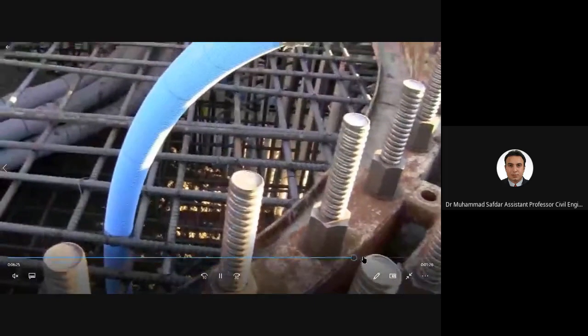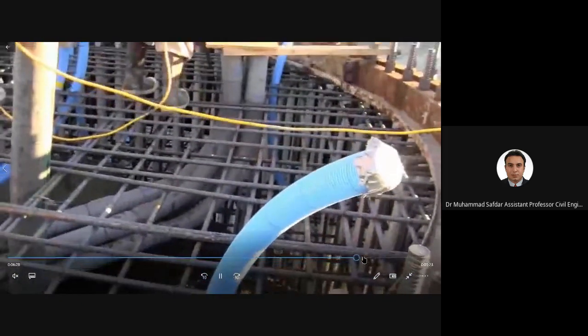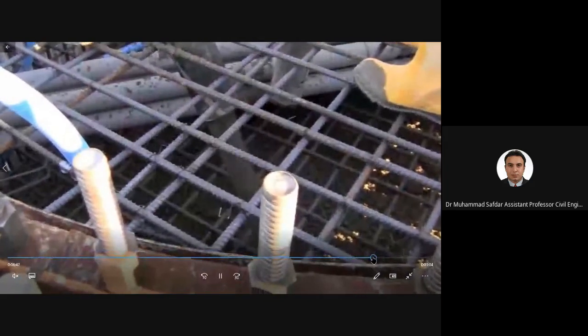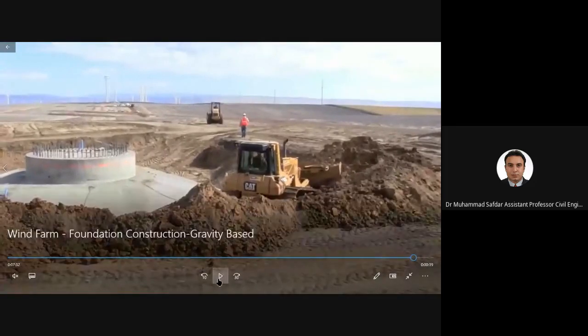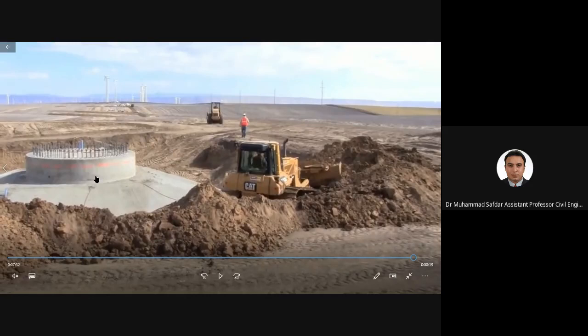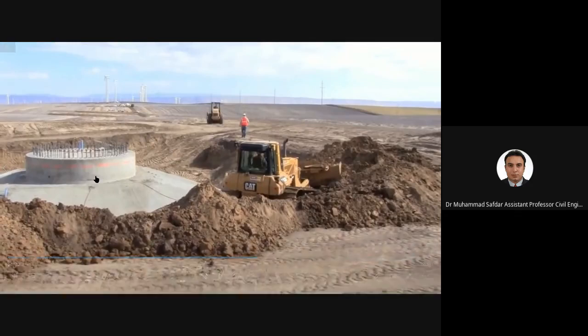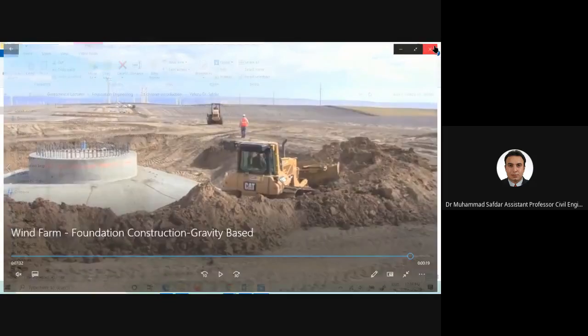Gravity based means the weight of the structure is huge. That's why it's known as gravity based foundations for wind turbines. So you can see here the foundation has been constructed. They will just bring the stem of the wind turbine and attach it here. You can clearly see that's a huge structure. Now the stem will be stable. Even if load is applied from the wind, it cannot be tilted or overturned. So that is another type of foundation.